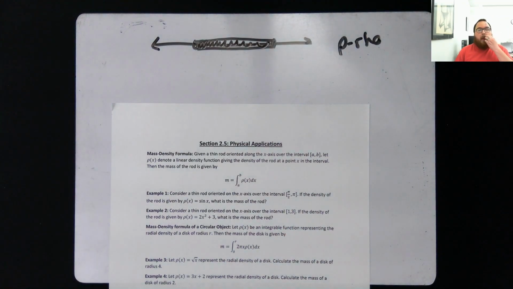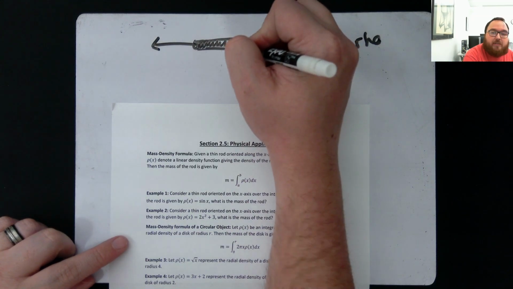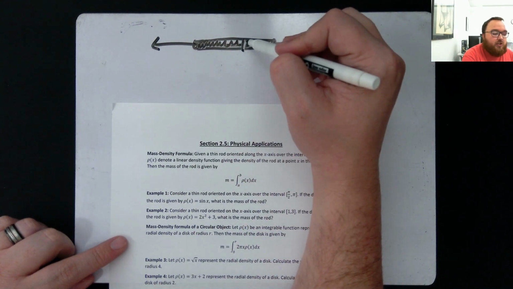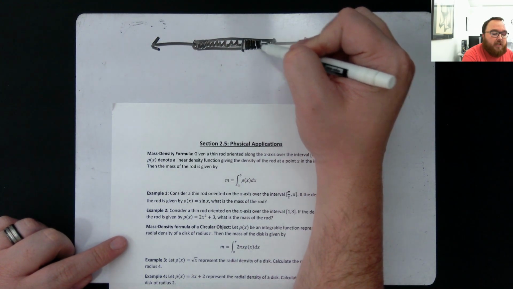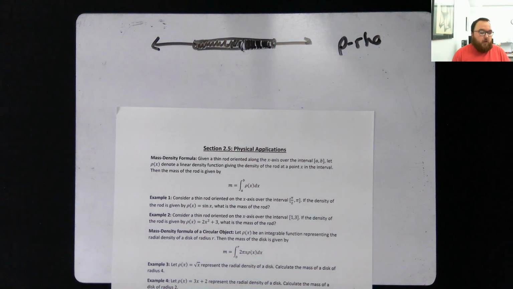Basically what it does is it tells me about each individual point, and it's just going to add them up. So it's not too terribly bad. Example number 1, consider a thin rod from pi over 2 to pi. If the density is rho of x equals sine x, what is the mass?